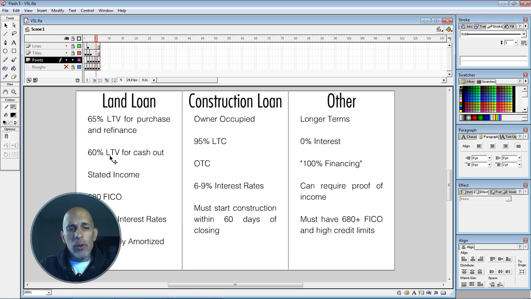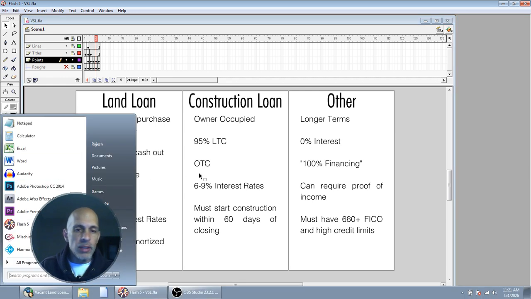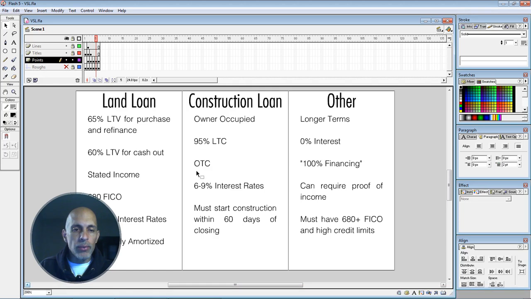On cash outs, I can go as high as 60% LTV or $1.2 million, whichever is lower. So let's say you own a $2 million piece of land. 60% of that would be roughly $1.2 million. So in that case, they coincide, they are equal to each other. So I would be able to get you $1.2 million from that piece of land that's worth $2 million.